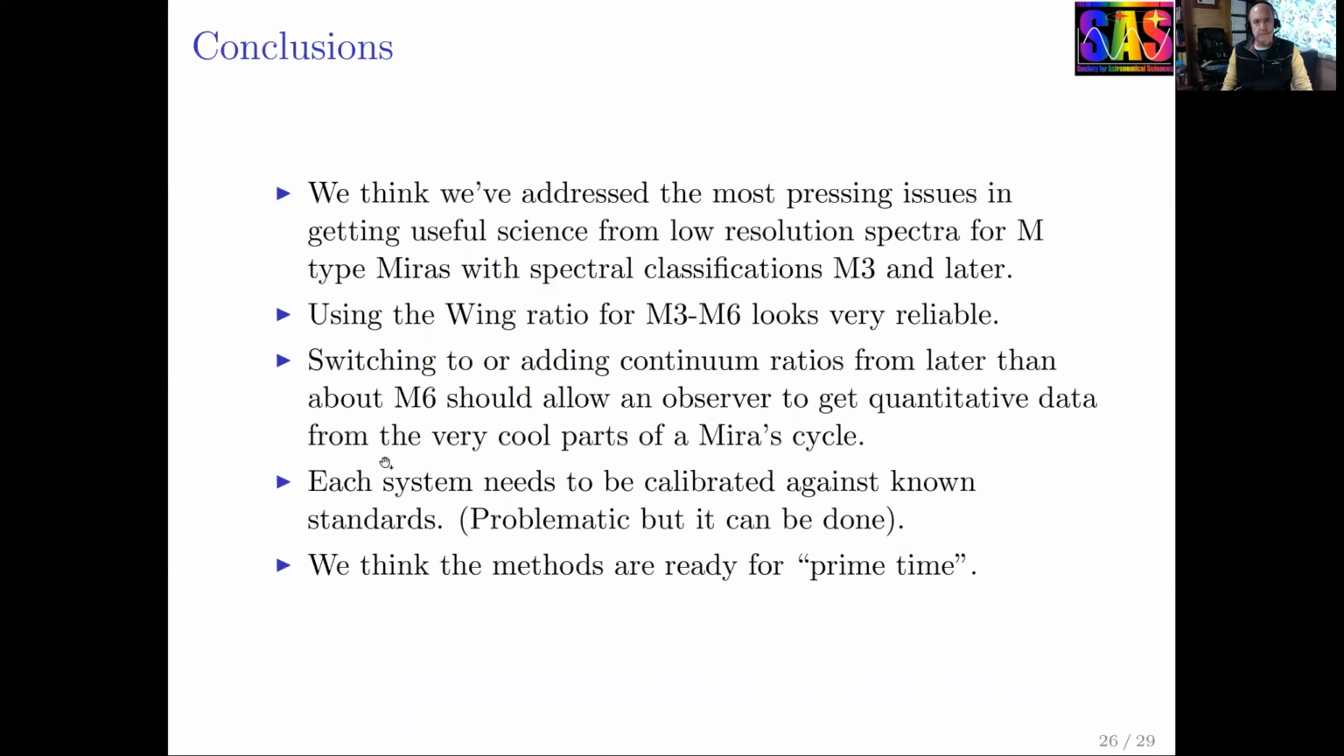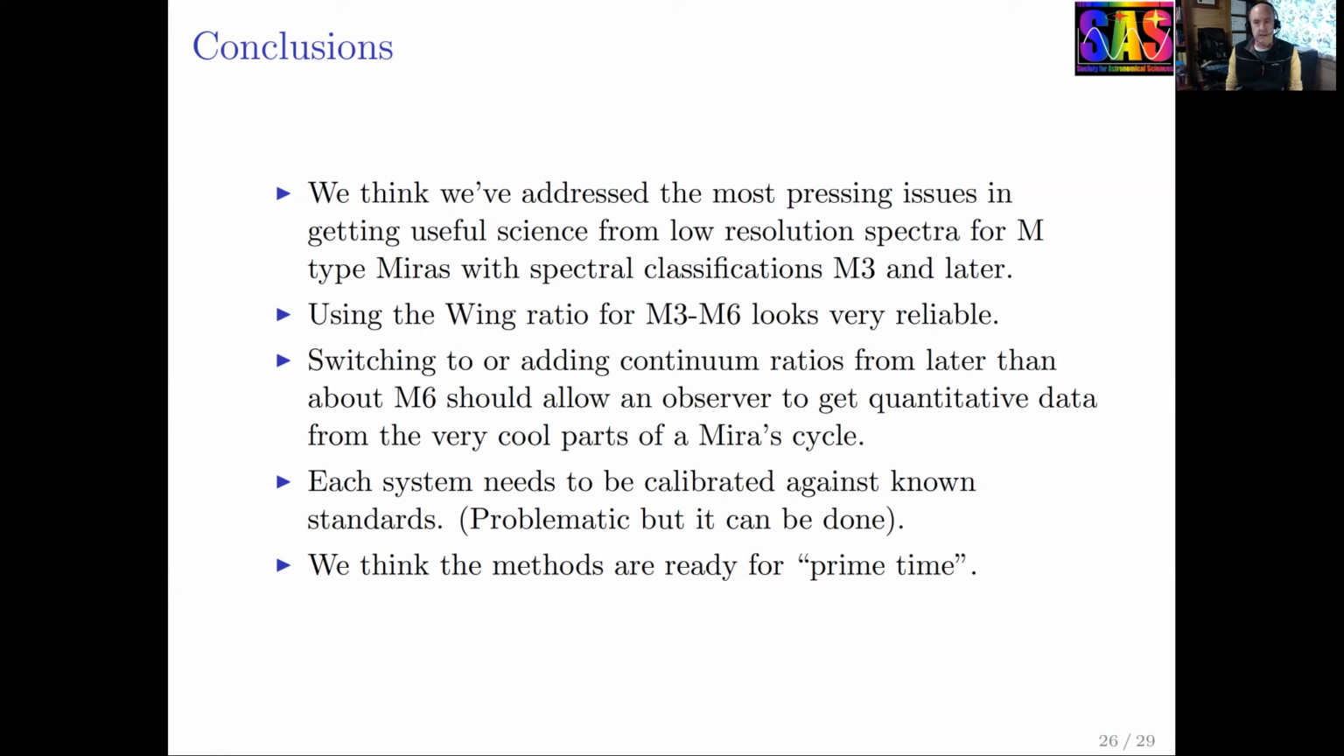So to wrap up, we think that we've addressed the most pressing issues in getting useful science from low resolution spectra for M-type Miras with spectral classifications of M3 and later. Using the wing ratio for M3 to M6, perhaps a bit later than that, looks very reliable. Once you definitely get beyond M6, switching to or adding these continuum ratios certainly is quite reliable, and that should allow you as an observer to get quantitative data from the very cool parts of the Mira's cycle from these low resolution spectra.